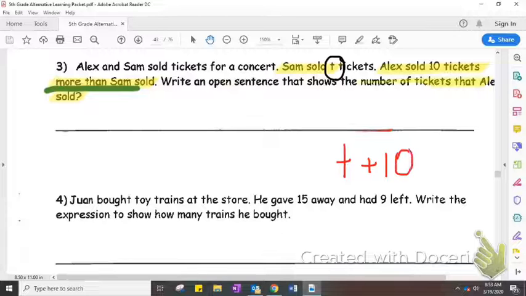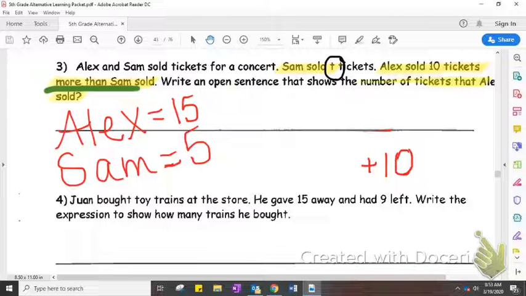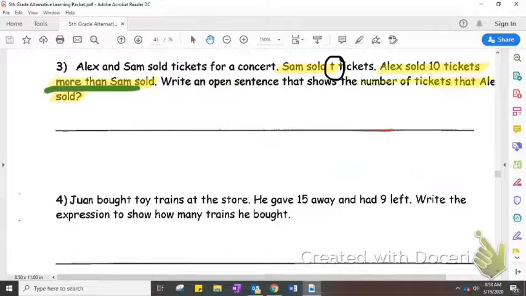T plus 10. Let's come up with some values here. Let's pretend that Sam sold, let's say the T represents 5. Sam sold 5 tickets to the concert. Okay? That would mean that Alex would sell 15 because 5 plus 10 equals 15. Let's see if that makes sense. Alex sold 10 tickets more than Sam sold. Yep, 15 is 10 more. Perfect.